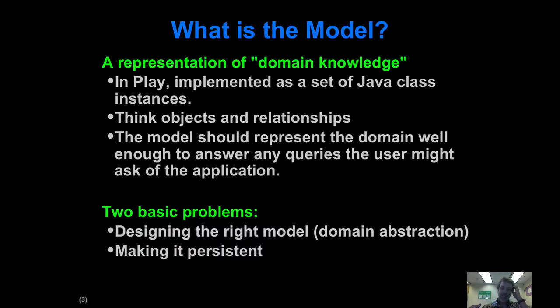Those instances may have relationships to other class instances, so you'll have some field and you might fill it with a link to another object instance. And the whole goal of the model, the domain model, is that any question that you might want to ask about your domain should be answered by manipulating that domain model in some way.